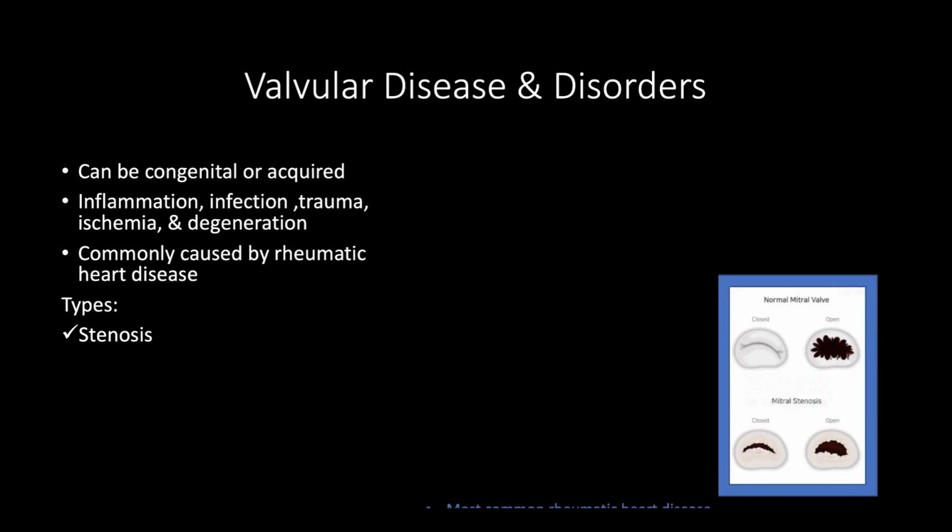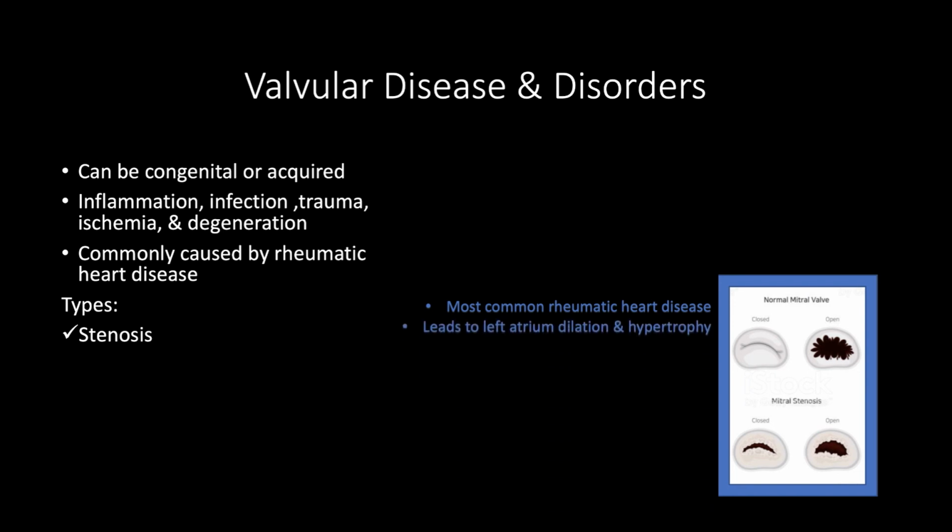Now looking at the mitral valve, this is actually the most common valve affected in rheumatic heart disease. It leads to left atrium dilation and hypertrophy. So if you think about this, you've got your mitral valve, which is between your left atrium and your left ventricle. So when we have issues with it, when your blood's not getting through it very well, it ends up putting pressure in that left atrium. And so that will end up hypertrophying, if that's a word. So these patients are at high risk for atrial failure, dysrhythmias, and thrombosis.